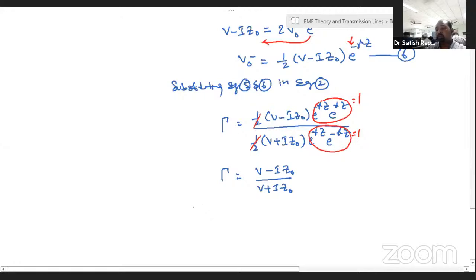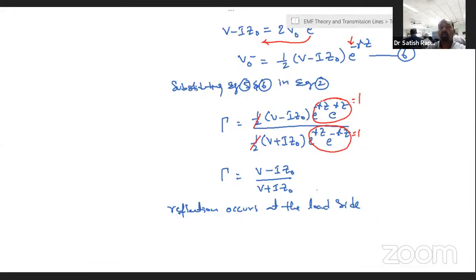And one more thing is reflection occurs at the load side, because load is terminated. So when load is terminated with its characteristic impedance, no reflection. When load is terminated with an impedance other than its characteristic impedance, then reflection takes place. So therefore, reflection occurs at the load side.